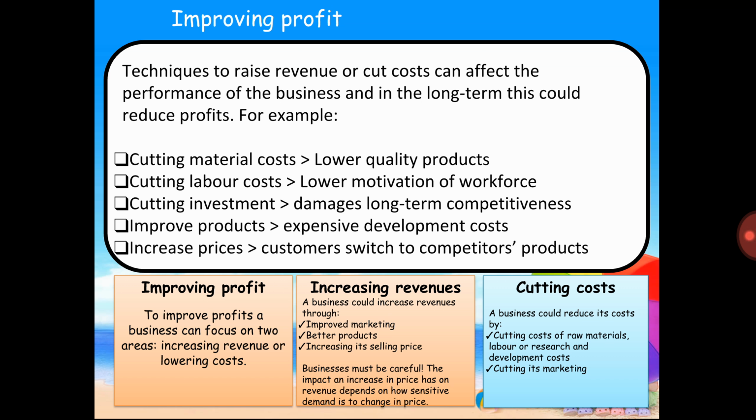Now, improving profit. Well, there are techniques that a business can use. However, there may be negatives for that. For example, a business might find that it's able to cut the costs of its materials. However, it has to be careful that the quality of the materials that they're using is not compromised. A business may choose to actually cut labour costs. However, that can lower motivation of the workforce. A business might decide to cut back on investment and not spend money on growth and developing a business. However, that can damage long-term competitiveness.